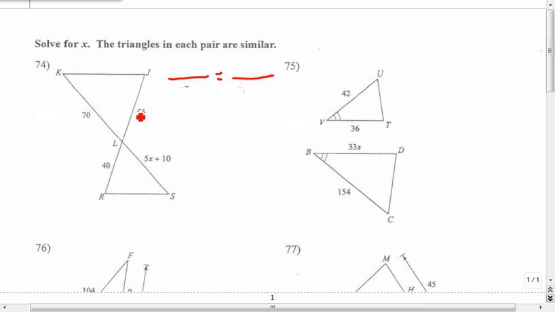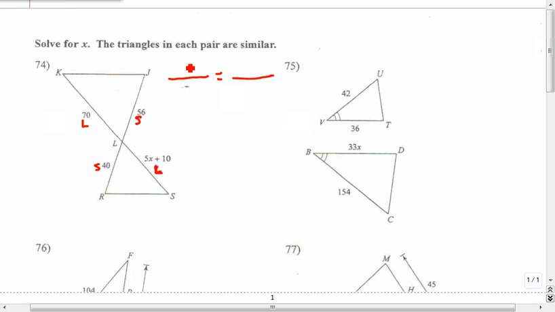So let's take a look at this top triangle of 56 and 70. Which one's the small side? 56, which means 70 is our large side. Now let's take a look at the bottom triangle. Which one is the small side? 40. You can see that this side is clearly shorter than the other side. So we have 40 is our short side, and that means 5x plus 10 is our long side.